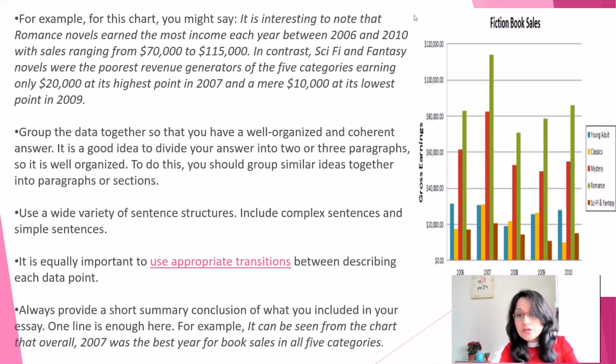So the range is starting from here. Can you see? All right, starting from £70,000 and going to £115,000. In contrast, sci-fi and fantasy novels were the poorest. Okay, now do you see what we are doing? We took the one where the sales were highest, and then we are contrasting it with the one where the sales were lowest. So this is your sci-fi and fantasy.